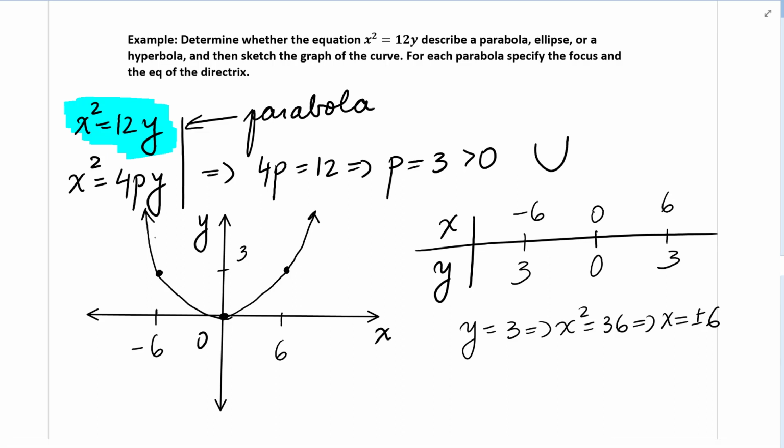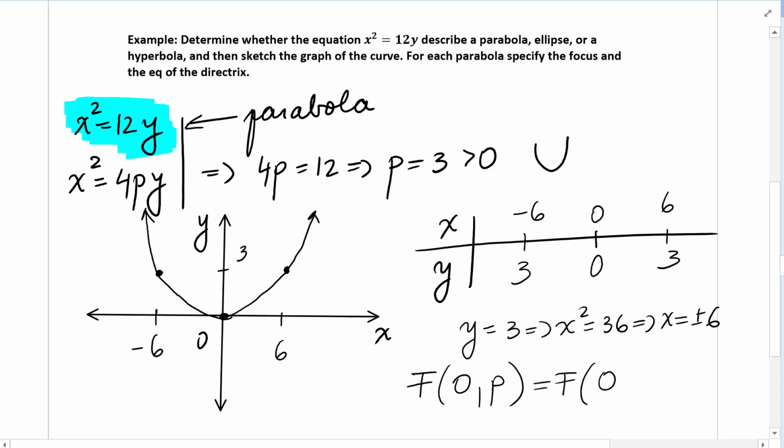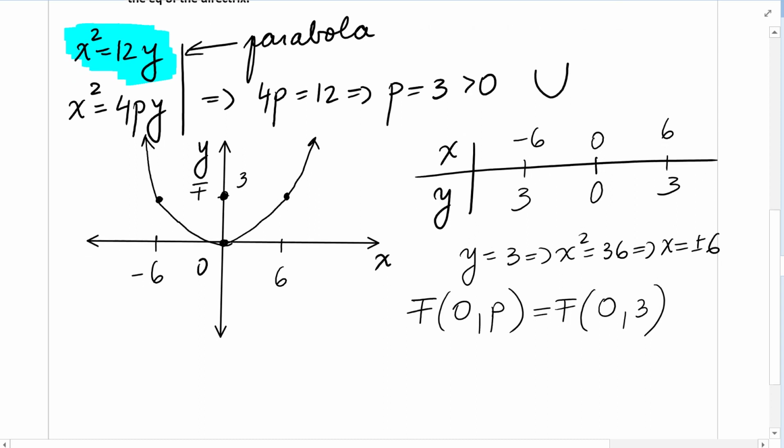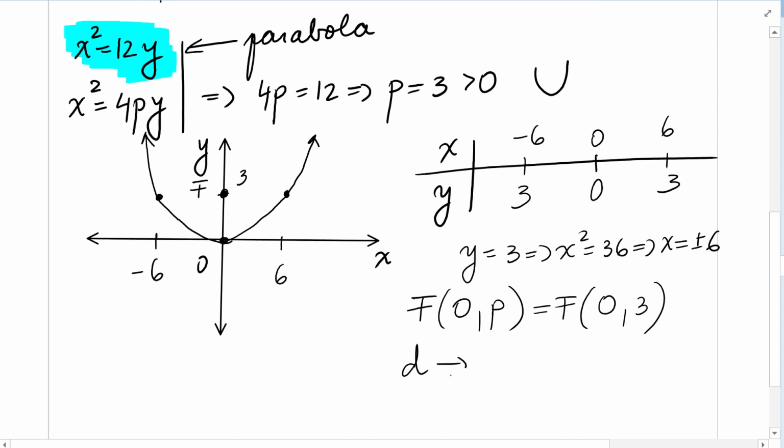Now if we want to find the focus F, it has coordinates (0, p). So in this case, F has coordinates (0, 3). So this would be the focus point. And the directrix is the line y equals -p. So in other words, the opposite, -3, and the line passing through that is the directrix. I hope it helps.